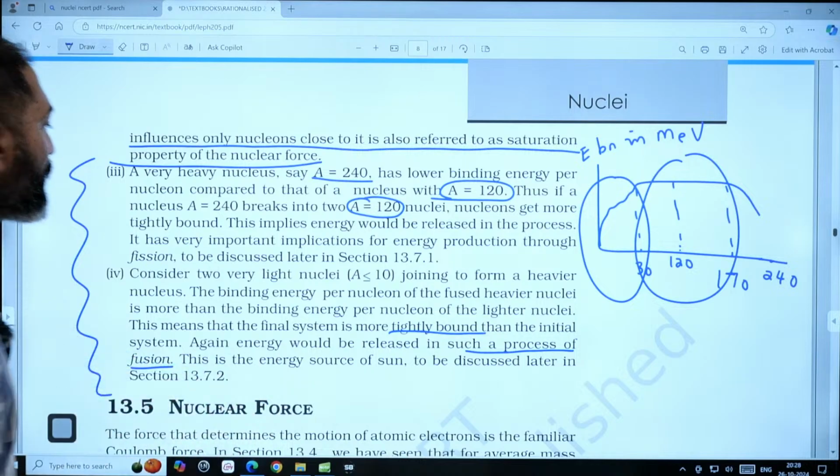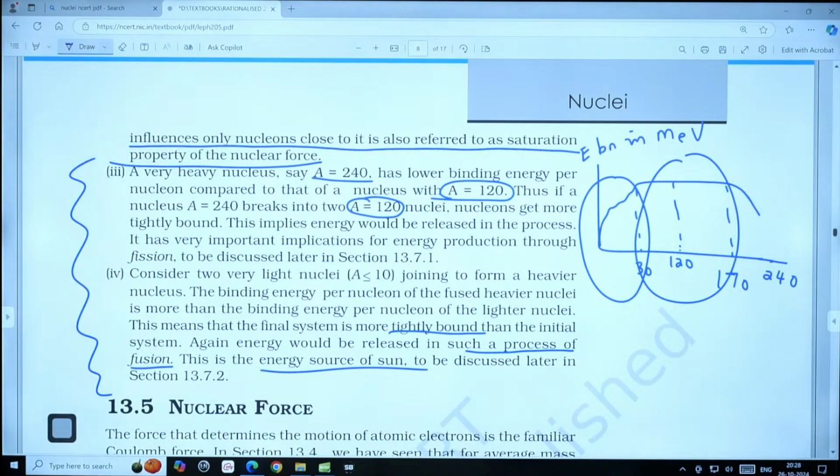This is the energy source of the sun. So the sun's energy source is what? Fusion. Sun's energy source is what? Nuclear fusion.